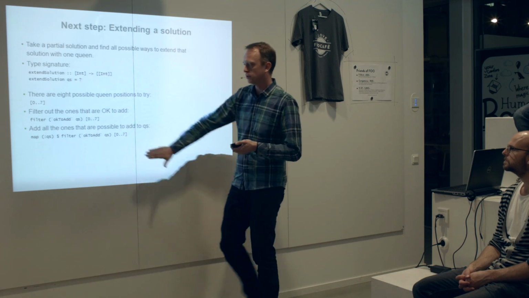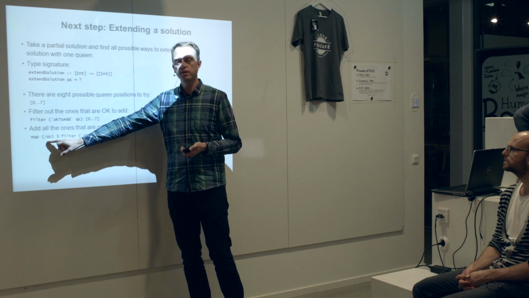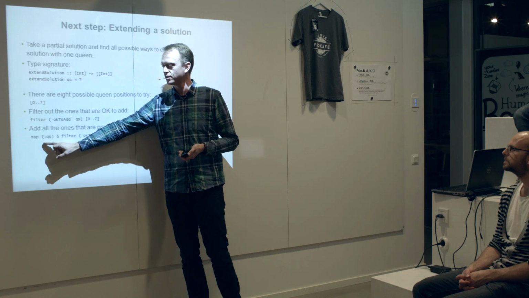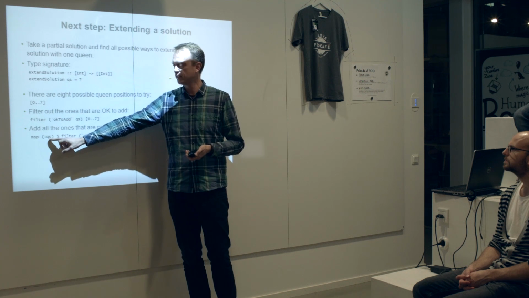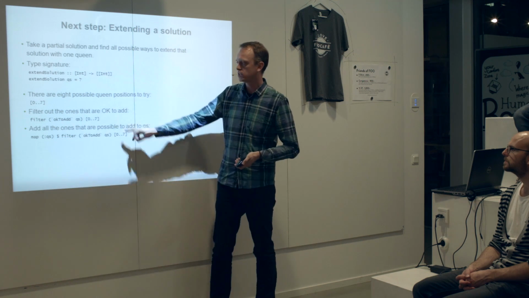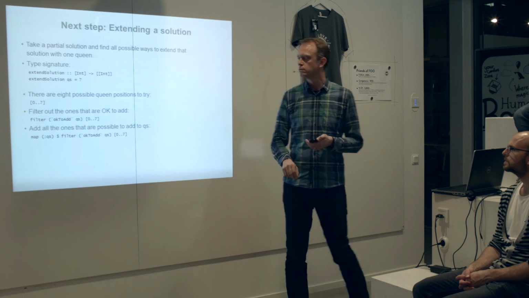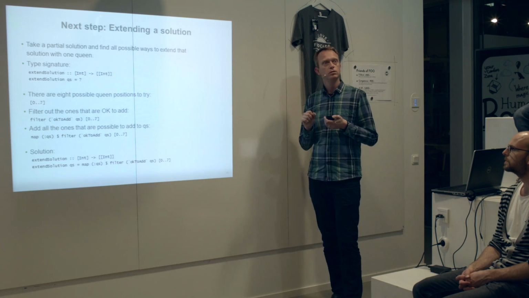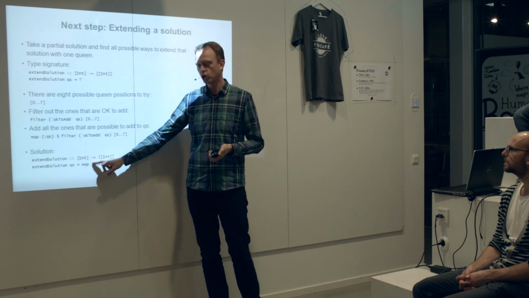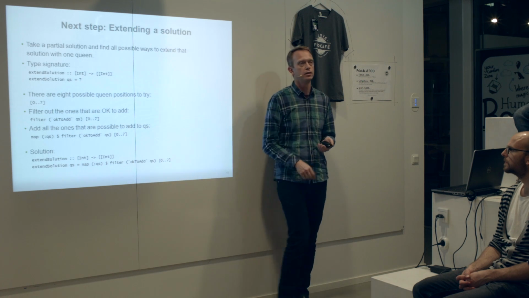So what am I doing now? Well, this part is the same as there. What I added was this part. I'm mapping this function. And this function now takes a value and adds that to the head of the list. And I'm mapping that to all the possible extensions that I found here. And there we go. That's the function. So extend solution looks like this. Maps cons QS on what I get when I filter out the ones that are OK to add.